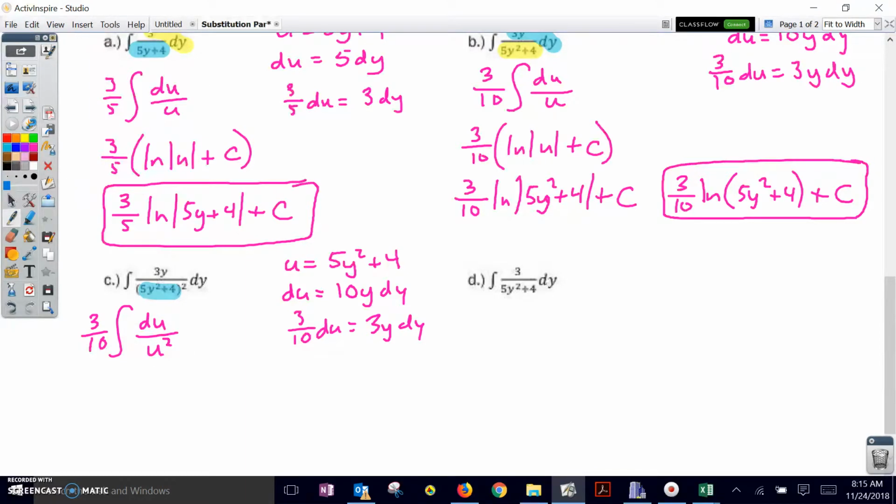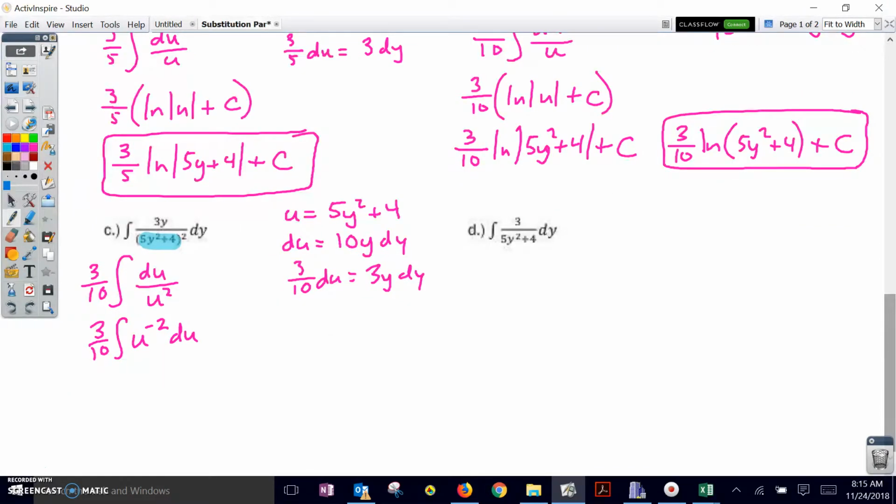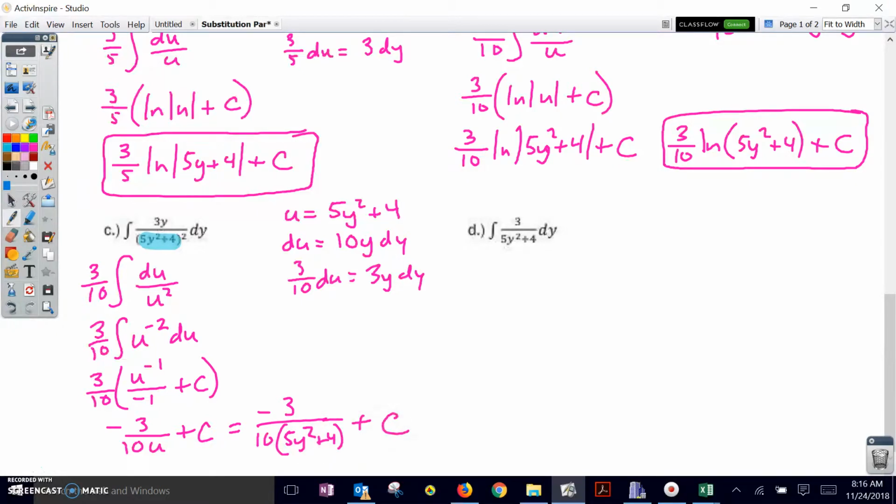And so this again turns into 3/10 times the integral of du, only now in this case it's du over u squared. So in order to find the integral of this, since it's not u to the first power in the denominator, we're going to use the power rule in reverse. This is really 3/10 times the integral of u to the negative second du. So it's going to turn into 3/10 times power rule in reverse, go up a power, divide by that power. And so it turns into negative 3 over 10 u plus c. And bringing u back, we've got negative 3 over 10 times the quantity 5y squared plus 4 plus c.